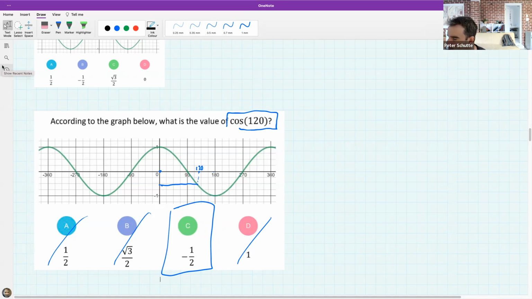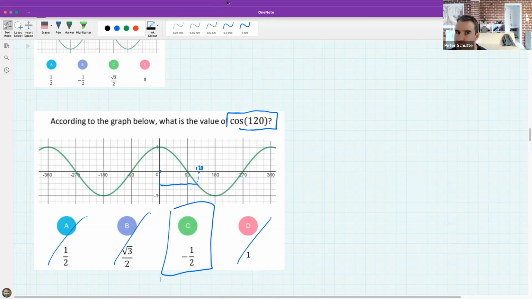Is there a video on drawing graphs from an equation? I think there is, Shane. I'll have to look. Let me think back. If there isn't in grade 11, there's definitely in grade 10 and grade 12 that you can look at.